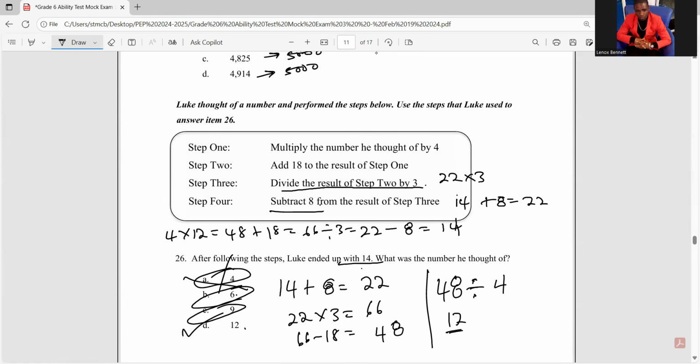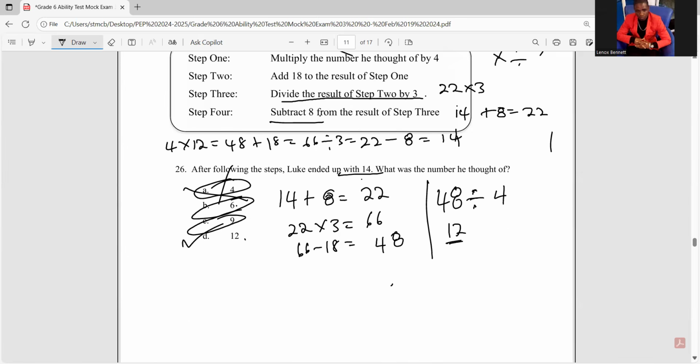So we have to know the opposite of addition is subtraction, opposite of subtraction is addition, opposite of division is multiplication, opposite of multiplication is division. These are the inverse of each other. So we're going to be talking about that a lot when we reach grade 7. All right? Especially when, oh, by the way, we're going to be doing equations.